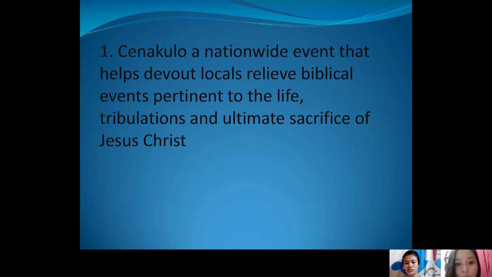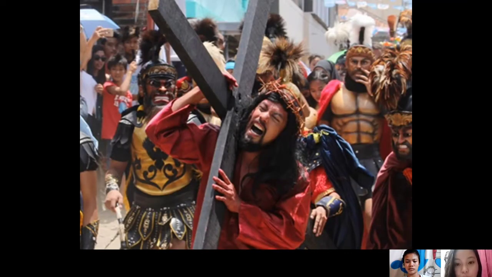Cenaculo. Cenaculo is a nationwide event that helps devout locals relive biblical events pertinent to the life, tribulations, and ultimate sacrifice of Jesus Christ. A cenaculo is a traditional dramatization of the events regarding what Jesus Christ suffered before and after his crucifixion. Derived from such traditions in the Bible and other texts, apocrypha, it is usually held in the streets or in the yard of the church. And here's one of the examples of cenaculo.